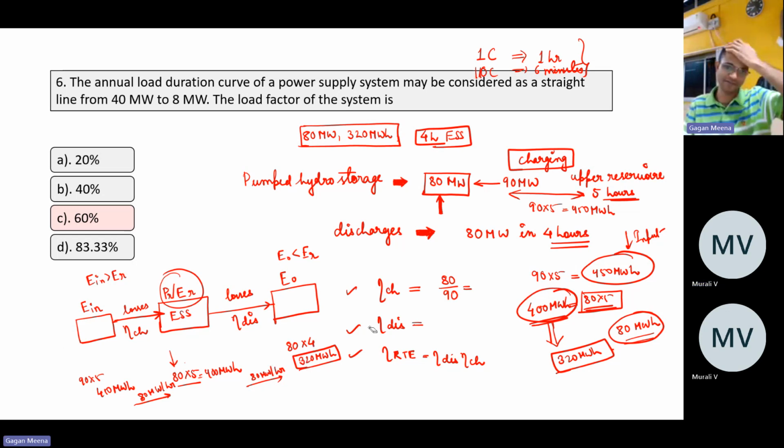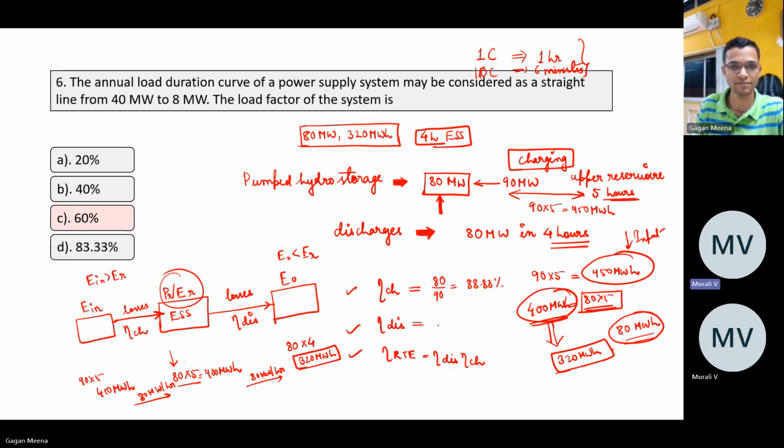So now what will be the charging efficiency? I think it's 80 by 90. Yeah, so it is 80 by 90, 88.88%. And what is the discharging efficiency? It's around 80%. How did you calculate?